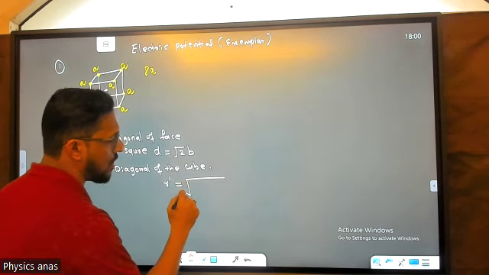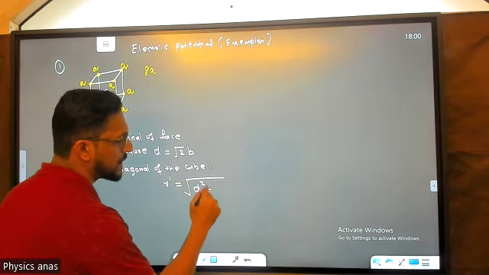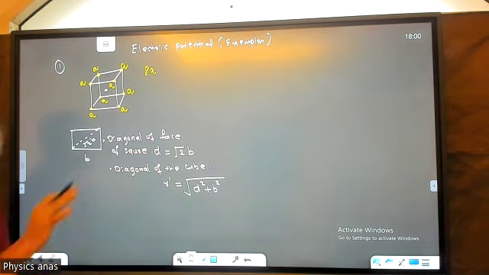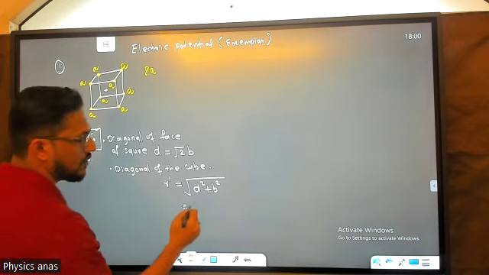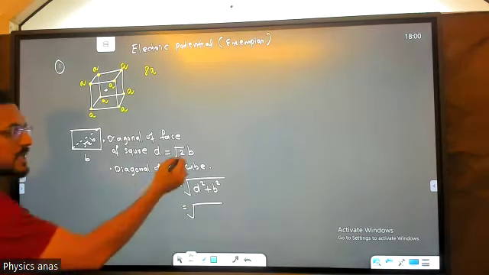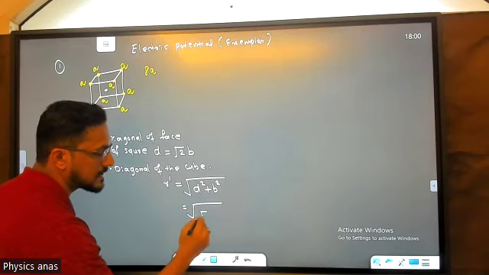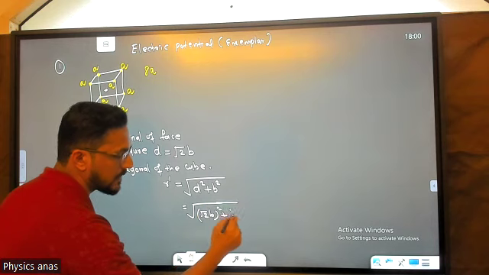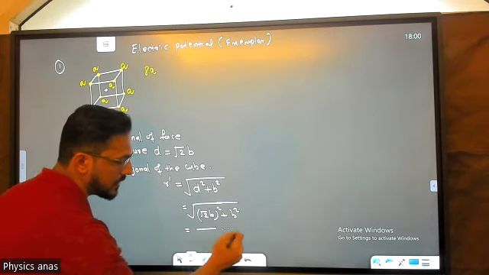That equation is root of d square plus b square. That's the diagonal of the cube, from one end to the other end. What is d square? What is d? d is the diagonal of the square. If you take the square of it, that will be root 2b the whole square plus b square. Right?